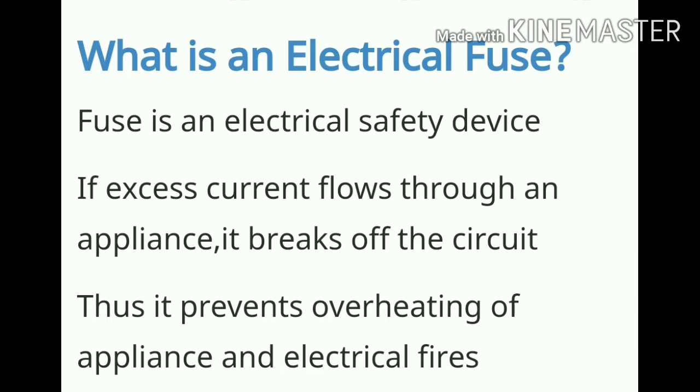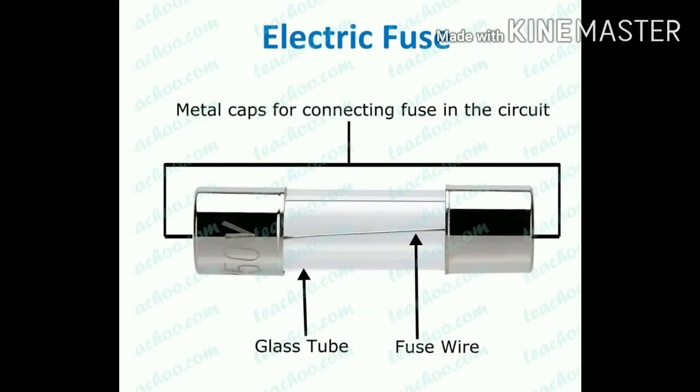We can now look at a basic diagram of an electric fuse. It has two metal caps at the ends and a glass tube in the middle which is a vacuum, that is, the air inside it is removed. We can observe a basic diagram of an electric fuse.